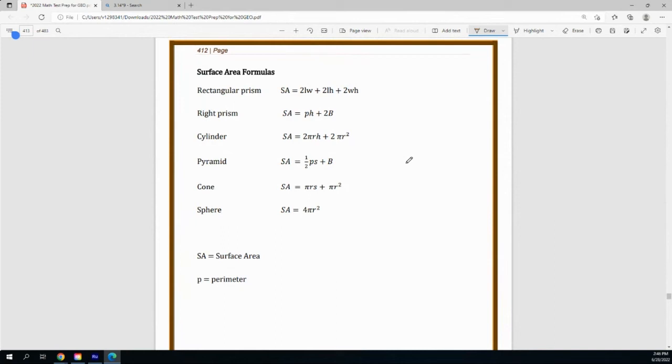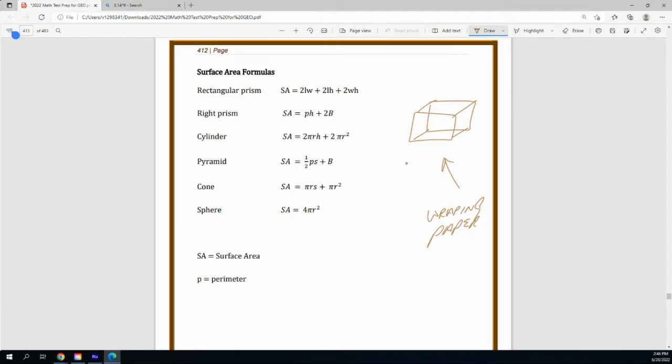Surface area is talking about the outside of a shape. For instance, let's say I have a box. It's a present from my friend, and what I want to do is wrap that thing in wrapping paper. The question would be then, how much paper do I need?